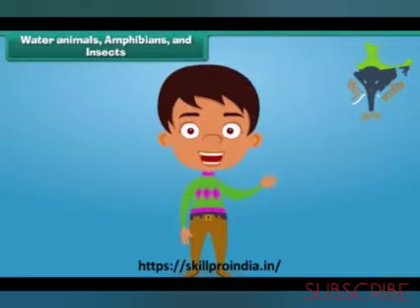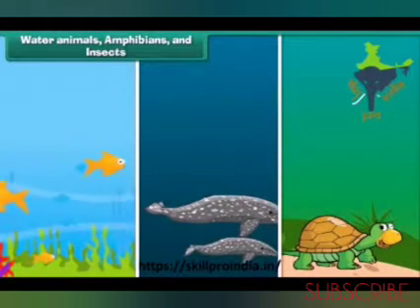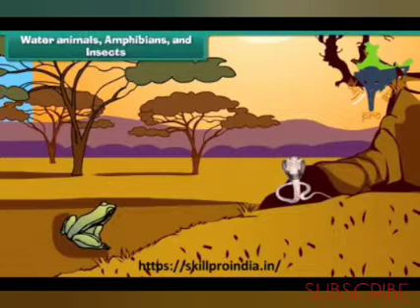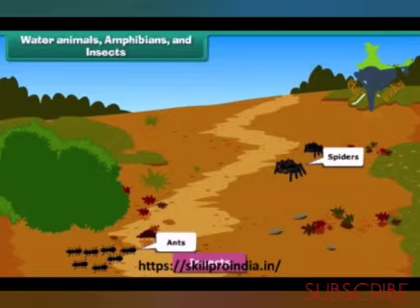Now let us know about other animals like water animals, amphibians, and insects. The animals that live in water are called water animals. Fish, whale, and tortoise are a few of the examples of water animals. There are some animals that can live both on land and in water. These are called amphibians, for example, frogs and snakes. The insects crawl on ground or other supports, for example, spiders and ants. Some insects can fly also.